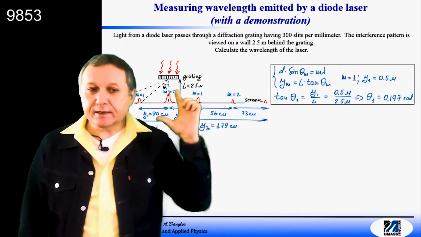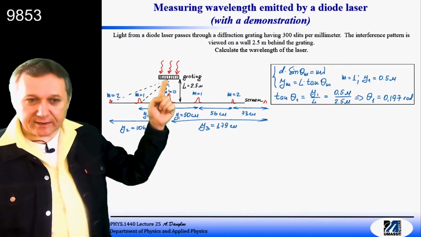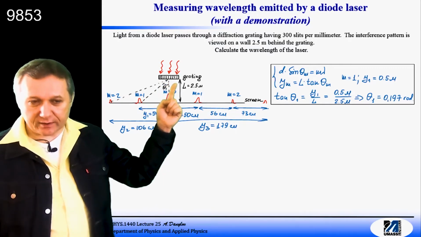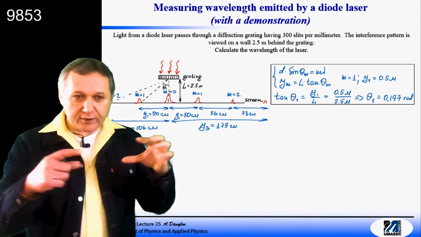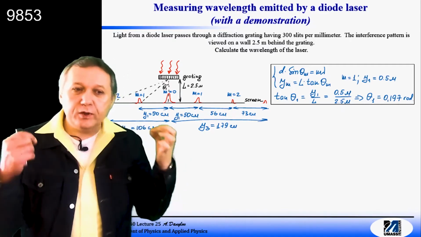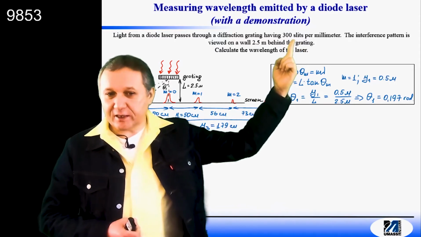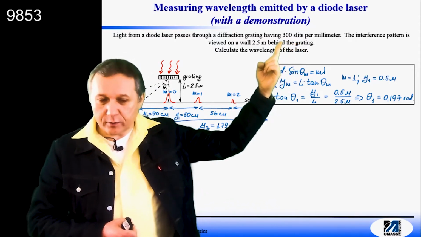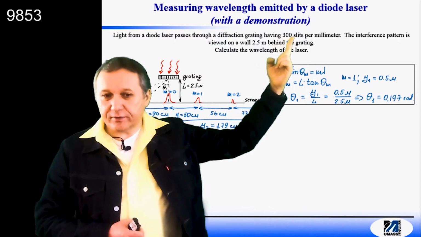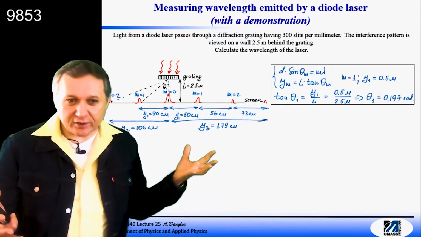But what about the distance between two adjacent slits in a diffraction grating? You remember D, it's over here in the diffraction grating. Usually if you take any diffraction grating, which information is given on that grating? Number of slits per millimeter. In the grating which I usually use, it's 300 slits per millimeter. So the question is, how can we measure D?